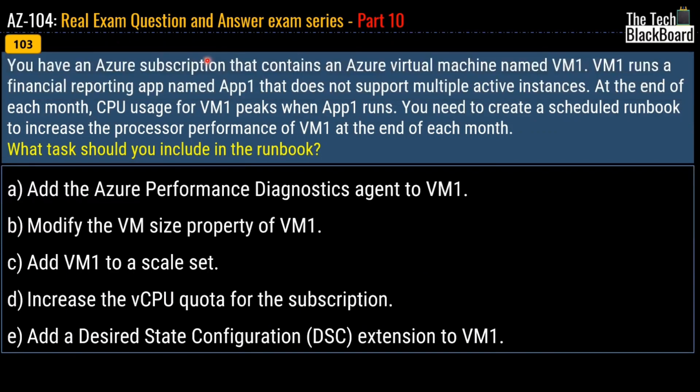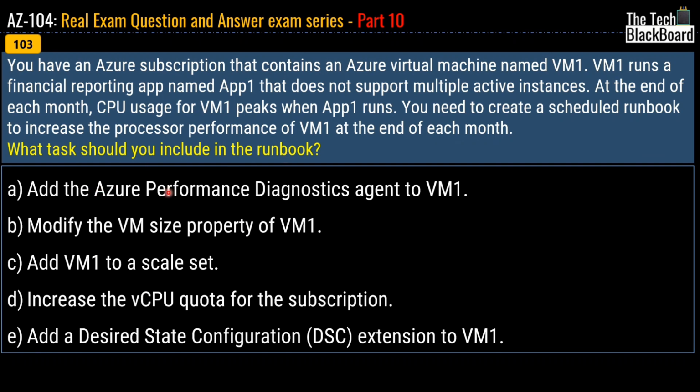Moving on with question number 103, and it says that you have an Azure subscription that contains an Azure virtual machine named VM1. Now VM1 runs a financial reporting app named App1 that does not support multiple active instances. Keep this in mind, this is a very important line. At the end of each month, CPU usage for VM1 peaks when App1 runs. You need to create a scheduled runbook to increase the processor performance of VM1 at the end of each month. What task should you include in the runbook?